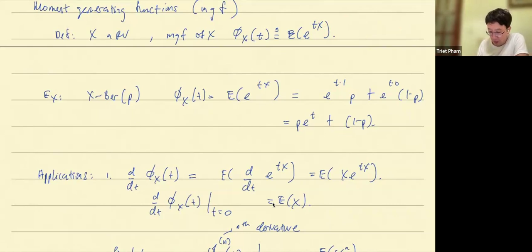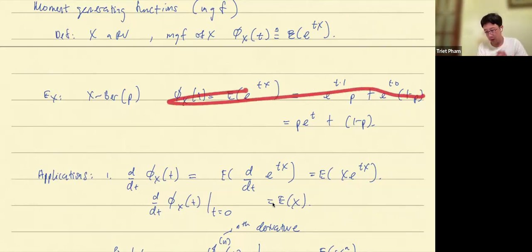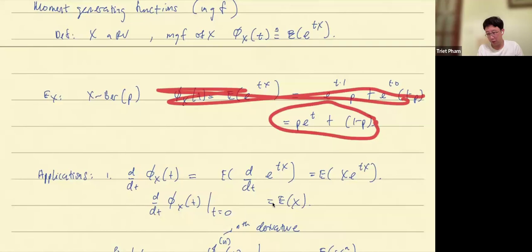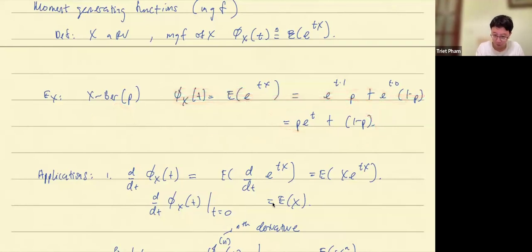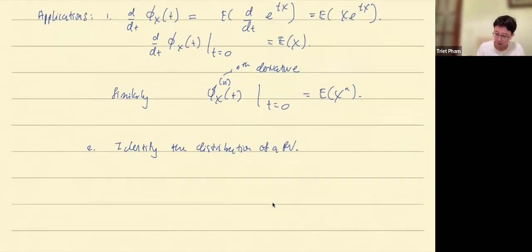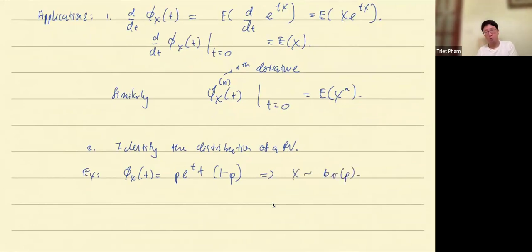So in other words, if you have a random variable and you don't know what it is, but you know this is its moment-generating function, then it must be a Bernoulli random variable. So for example, if phi of t is p e to the t plus 1 minus p, I don't know anything about X, I just know that its moment-generating function is like this. Then I know for sure that X must be a Bernoulli p.